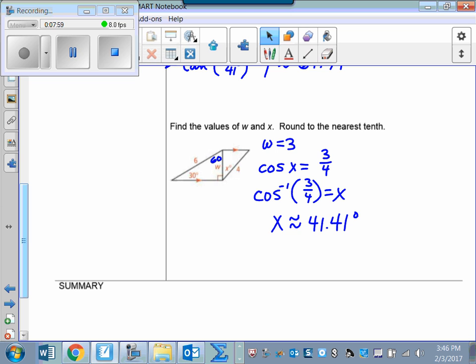Okay, and down here we need to find the values of W and X. Oops, and it says round to the nearest tenth. So I need to back off one there. Got to follow my instructions.